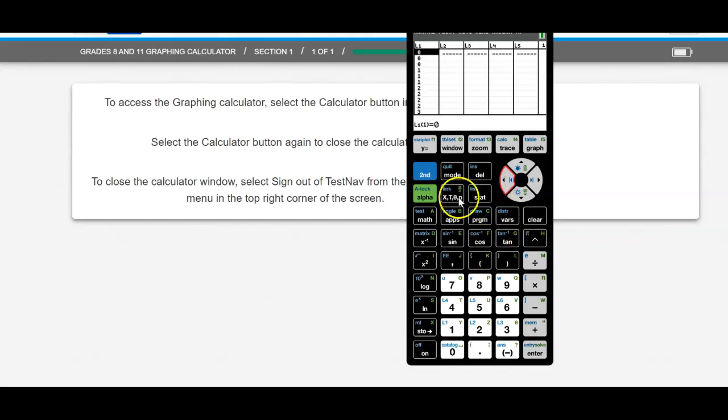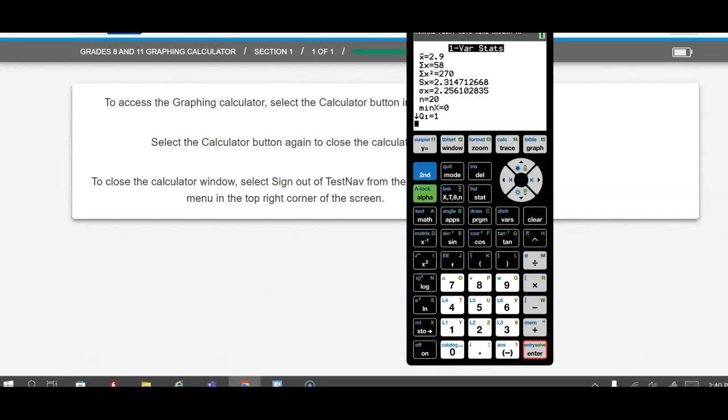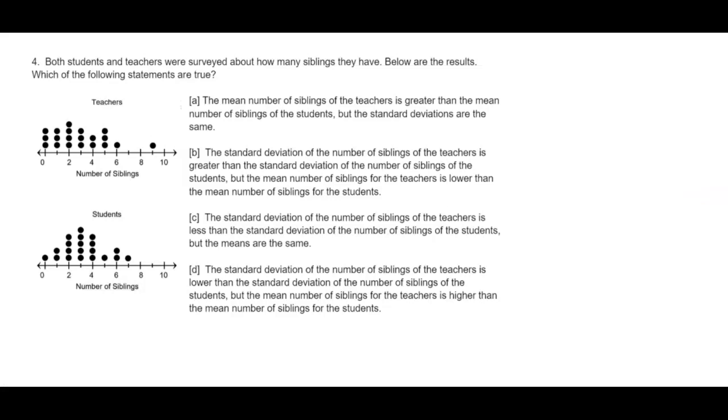Now to figure out the mean and standard deviation, I'm going to go to stat again. I'm going to go to calculate this time, the one variable statistics. My first list is list 1, so I just enter through that. And it tells me that my mean is, remember X bar is your mean, my mean is 2.9 and my standard deviation is 2.26. All right, so for the teachers, my mean is 2.9 and my standard deviation is 2.26.